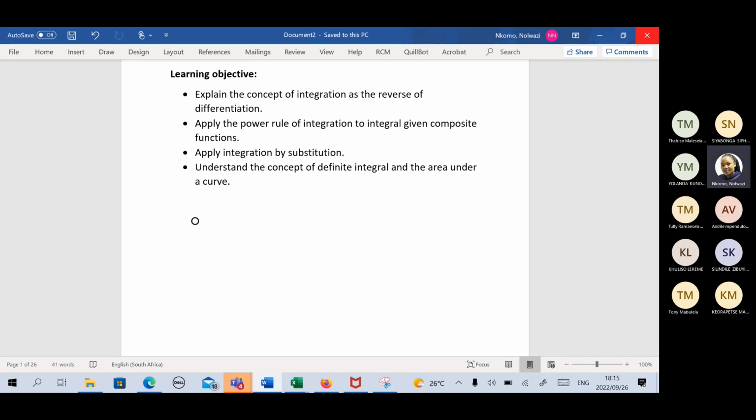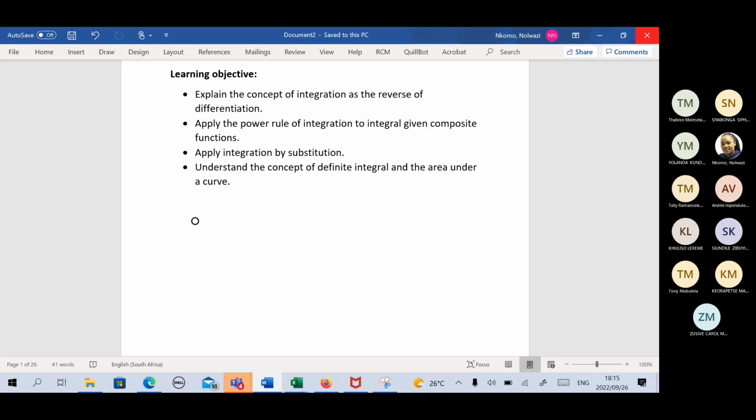Okay, again, what you did with Prof was differentiation, right? Which represents the change. You learned how to differentiate and what it means and how to apply it. So today we'll study integration, which is the reverse process of differentiation, meaning integration is the inverse of differentiation.